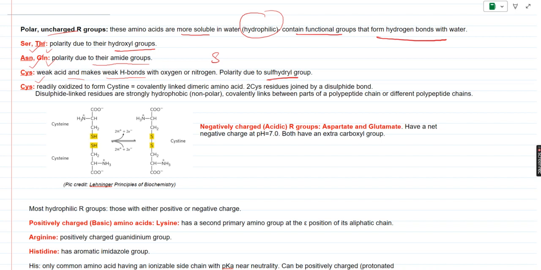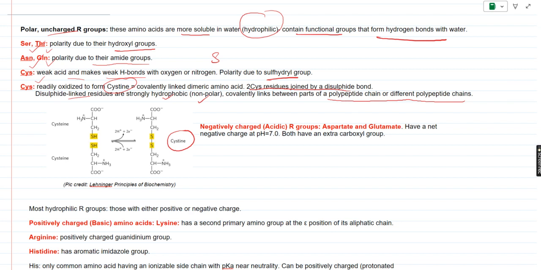And cysteine has another interesting property: it readily oxidizes to form cystine. So see here, you have two cysteines coming together, furnishing out their hydrogens to form this disulfide linkage, forming this structure called cystine. So two cysteine residues joined by a disulfide bond, and the disulfide-linked residues are strongly hydrophobic and non-polar, and it covalently links parts of a polypeptide chain or different polypeptide chains as well. So this again plays a crucial role in determining the structure of the polypeptide.